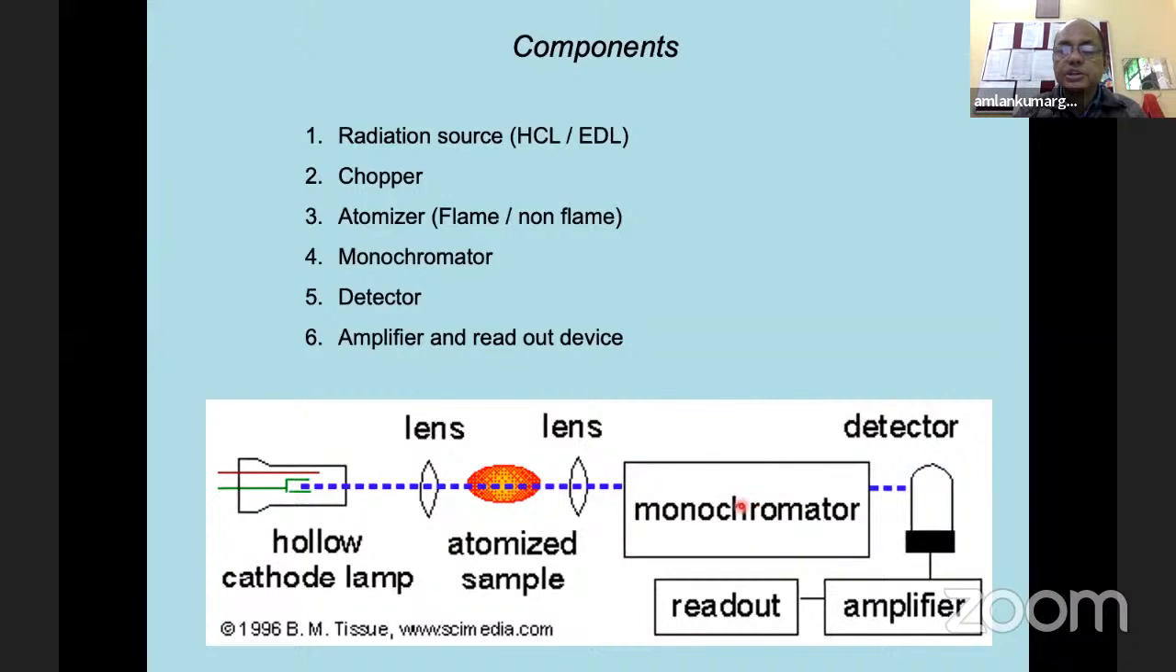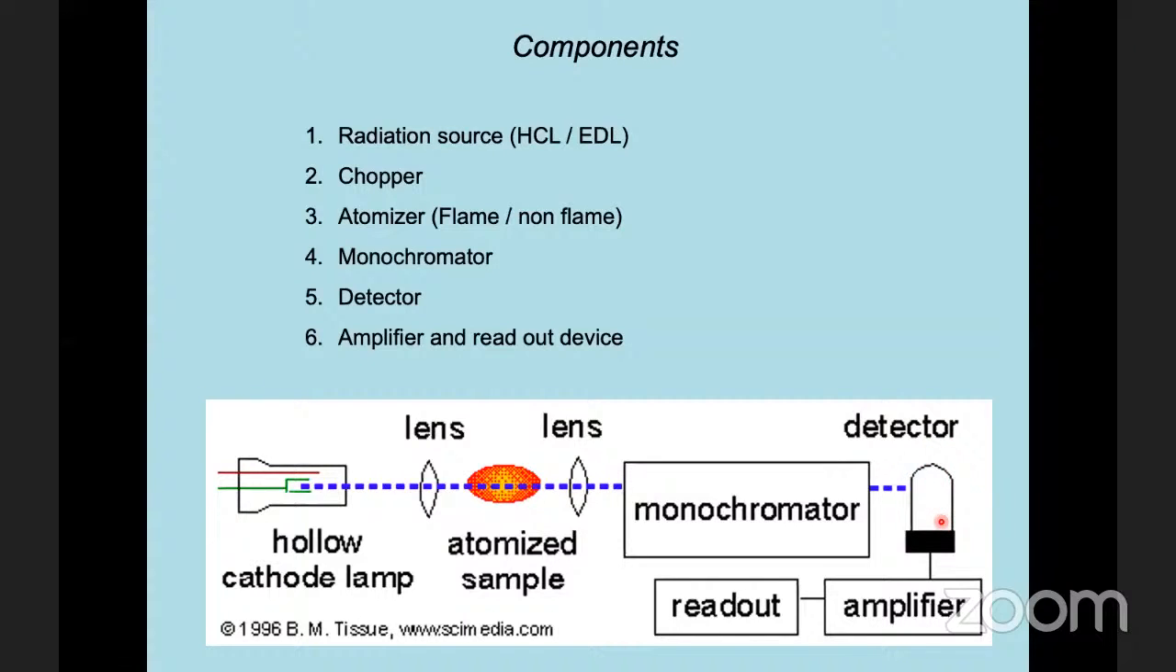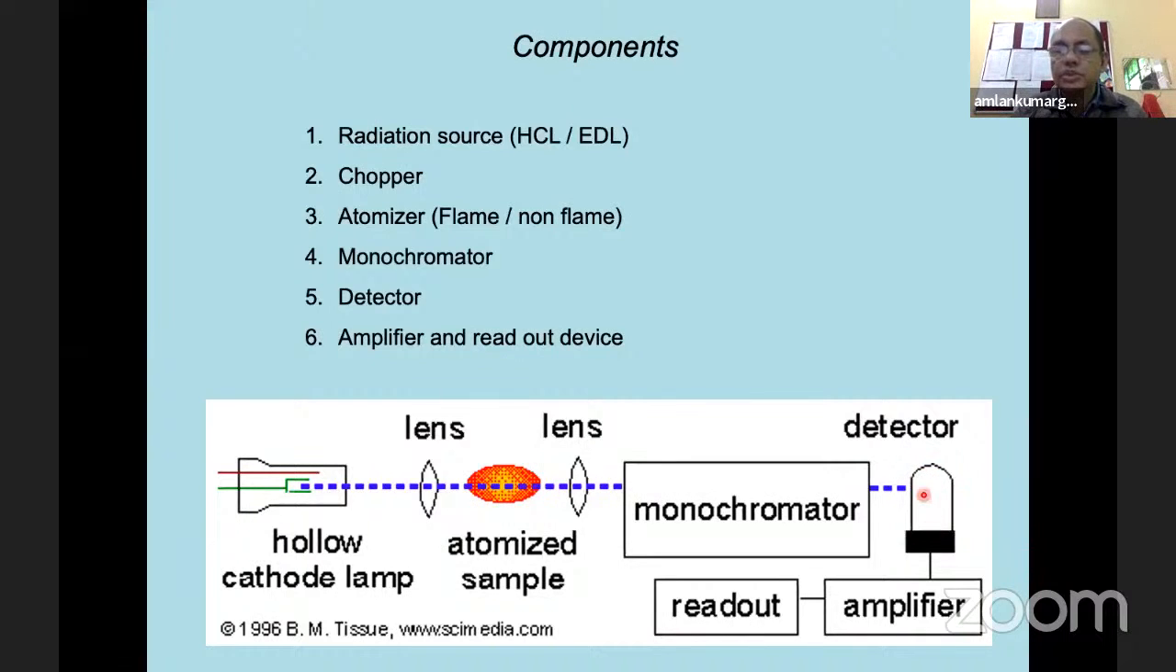Why is the monochromator required? Because each element has its own specific resonance wavelength. Suppose element X has a wavelength of 300. So I need a monochromator that allows, say, around 299 to 301 nanometers to pass through. So only 300 nanometer radiation will pass through and reach the detector. Now the detector doesn't have selectivity. Whatever reaches the detector, it will measure.